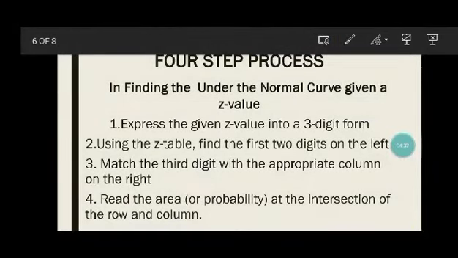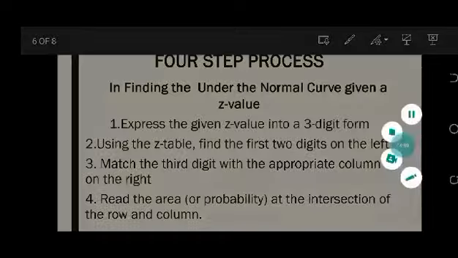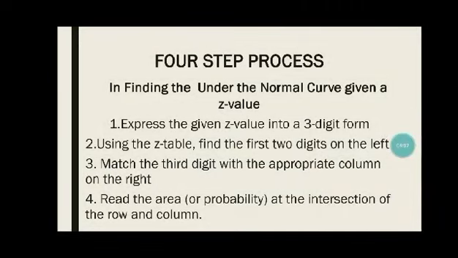Bago muna tayo mag-proceed sa example natin, kailangan muna natin sundin itong process na to. In finding the area under the normal curve given a z value: Number 1, express the given z value into a 3-digit form. Number 2, using the z table, find the first 2 digits on the left. Number 3, match the third digit with the appropriate column on the right. Number 4, read the area or probability at the intersection of the row and column.